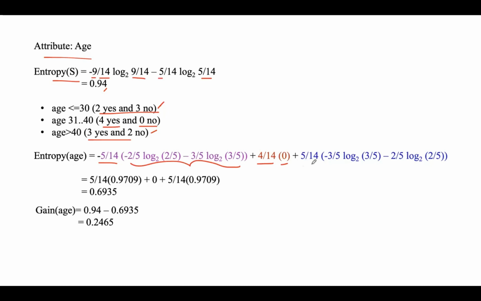And find the entropy for the third category. The number of yes is 3, so 3 by 5, log 3 by 5 to the base 2. The number of no's is 2, so 2 out of 5, log 2 by 5 to the base 2. After calculation, we got this value. So find the information gain for age. You need to subtract this entropy of age from the overall entropy. So we got this. Now we need to do the same process for the remaining 3 attributes.